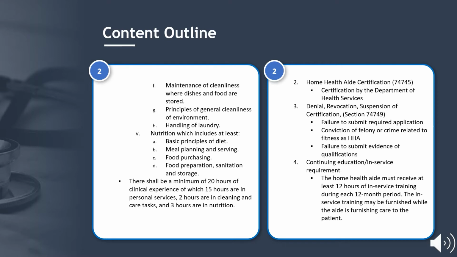Home Health Aide Certification. Section 74745. Certification by the Department of Health Services. Denial, revocation, suspension of certification. Section 74749. Failure to submit required application. Conviction of felony or crime related to fitness as HHA. Failure to submit evidence of qualifications.